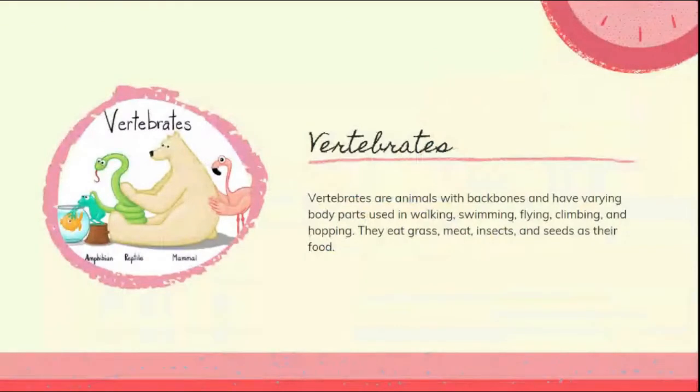So ano nga ba ang vertebrates? Vertebrates are actually animals with backbones and have varying body parts used in walking, swimming, flying, climbing, and hopping. They eat grass, meat, insects, and seeds as their food. As I said, they are animals with a backbone, which includes fishes, amphibians, reptiles, birds, and mammals, including humans.